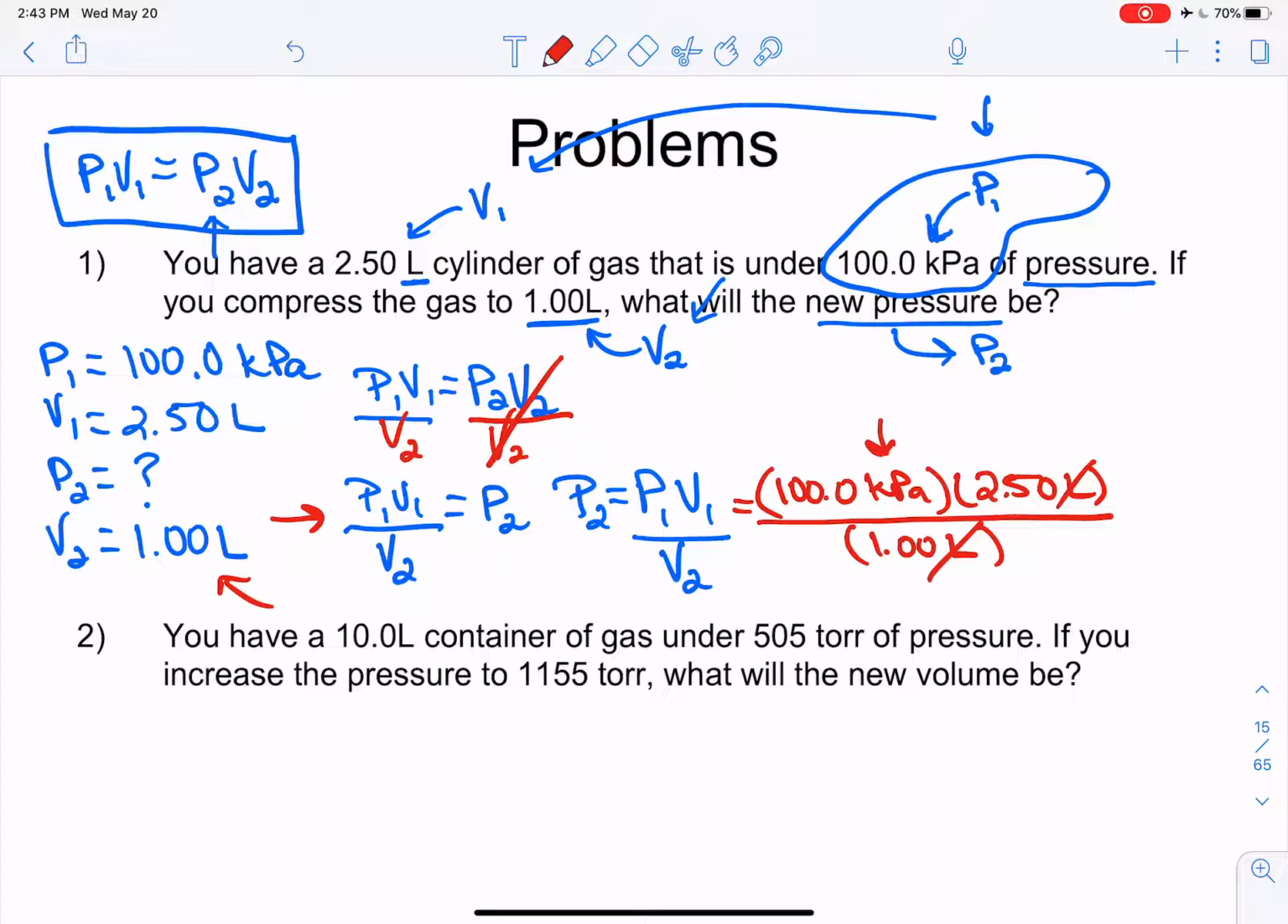Now looking at what I'm solving for, a pressure. Does a unit of kilopascal being left over make sense? Yes, because kilopascal is a unit of pressure, and I'm solving for a pressure. So far we're making sense.